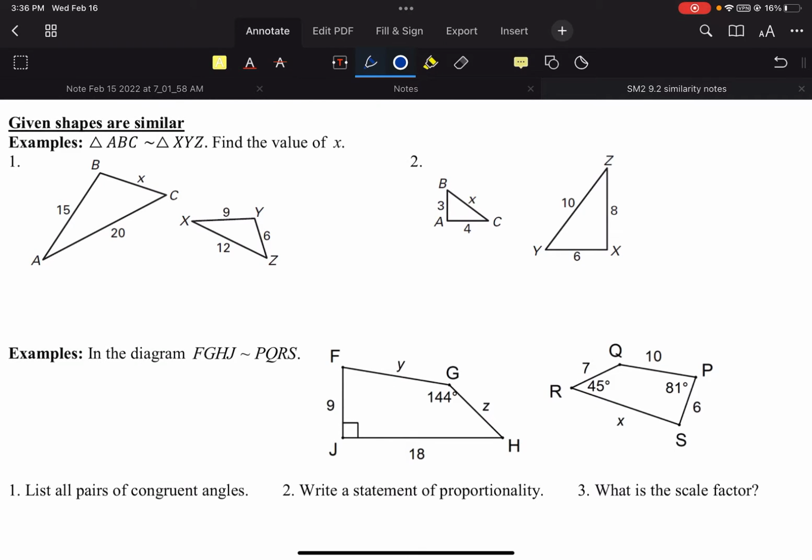So now let's say we already know the shapes are similar, and let's go through how we could find some missing side lengths if we know shapes are similar. In this first example, I'm going to tell you that triangle ABC is similar to triangle XYZ. So that means that the A and the X correspond with each other, the B and the Y correspond with each other, and the C and the Z correspond with each other.